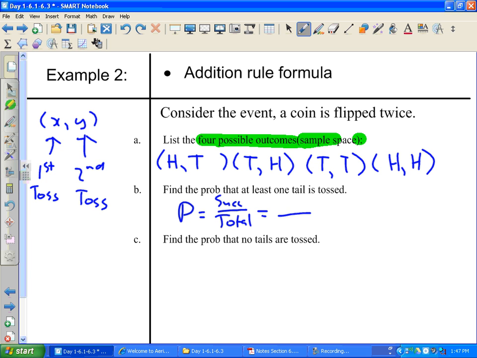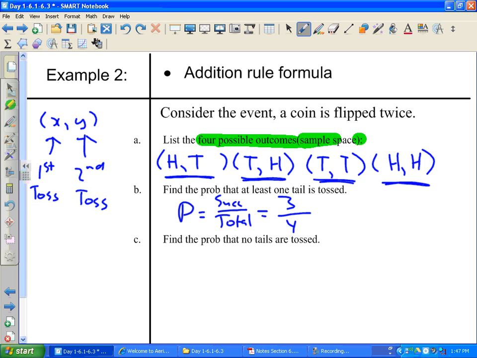And if we want to go back to the bucket, there's really 4 things. There's 4 events. There's 4 outcomes in the bucket. It is head, tails, tails, heads, tails, tails, and head, head. Find probability at least 1 tail is tossed. Does this count as success? Yes. Does this count as success? Yes. Does this count as success? Yes. Does this one? No. How many successes do we have here? 3. Out of how many total?